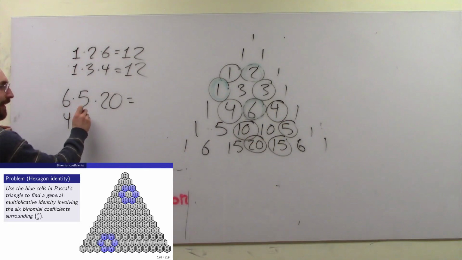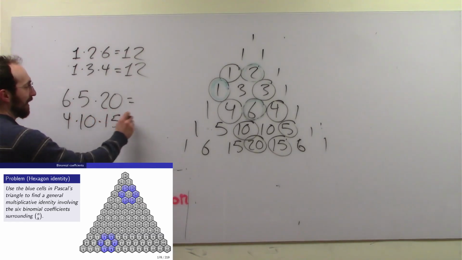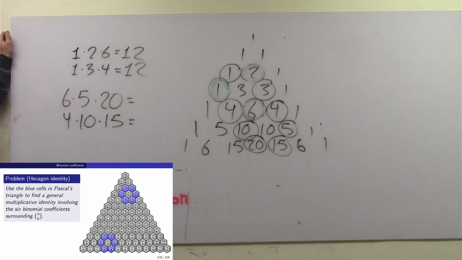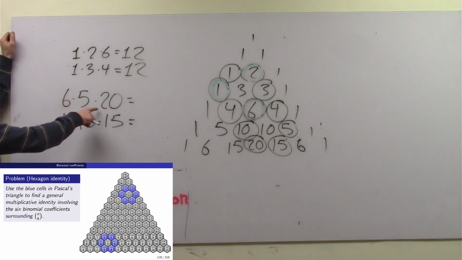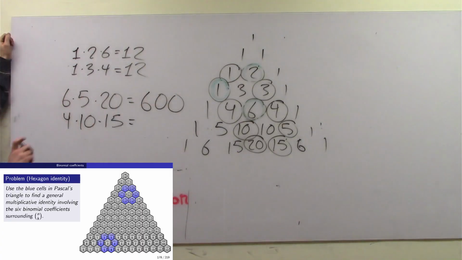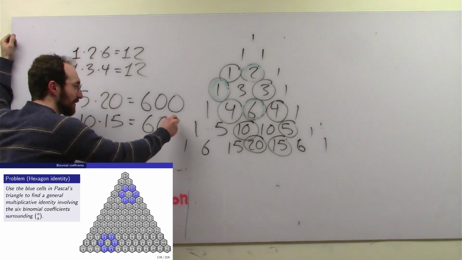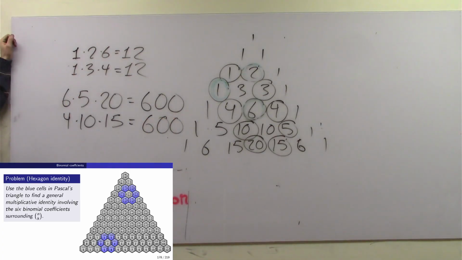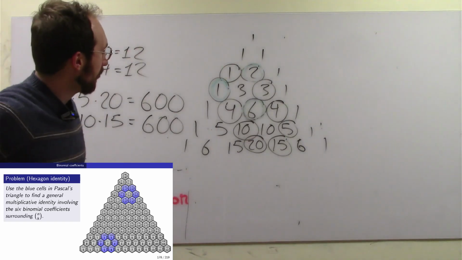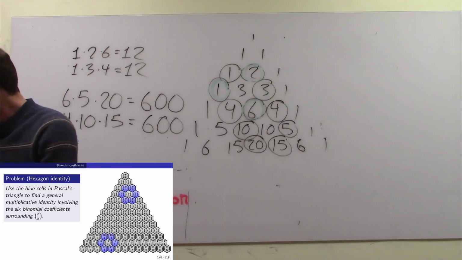Why did I say it like that? I'm not even writing it that way. 4, 10, and 15. Okay. Let's see, what do these equal? We got 6 times 5 times 20, so that's 600. Yeah, okay. And then, golly gee, wow. I don't think it's a coincidence. I don't think it's a coincidence. Okay, wonderful.